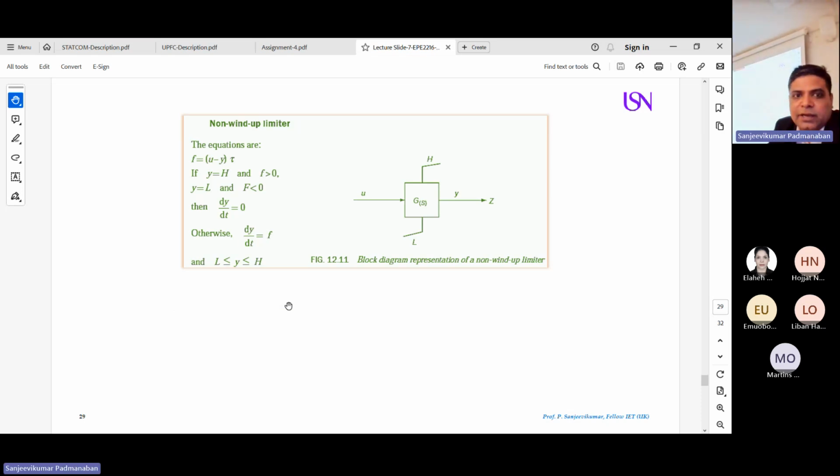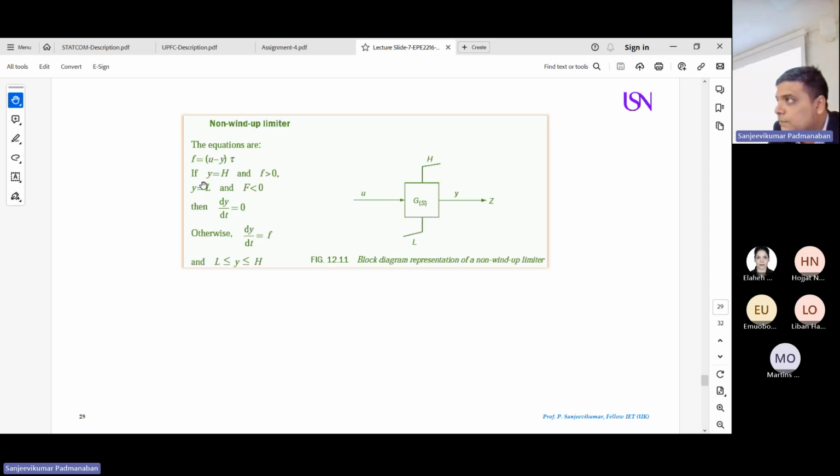Non-wind-up limiters are very important. How to fix the non-wind-up limiters? For this, we take an equation f equal to u minus y, where u is your input, y is your output, and tau is the time constant. And this is a simplified model. So you have the u input, you have the model, and you get the output Z. How to fix L and H? How to fix your upper limit and lower limit?